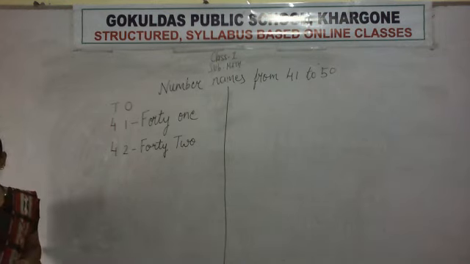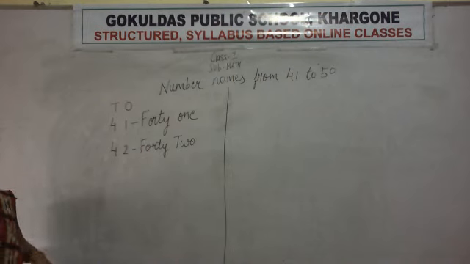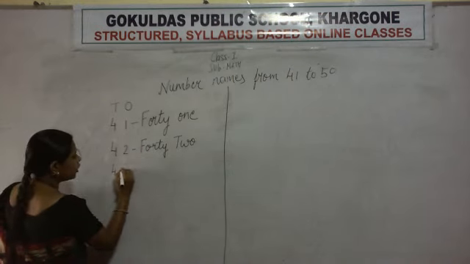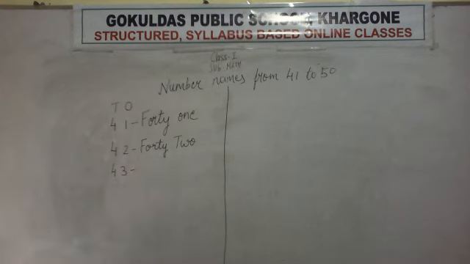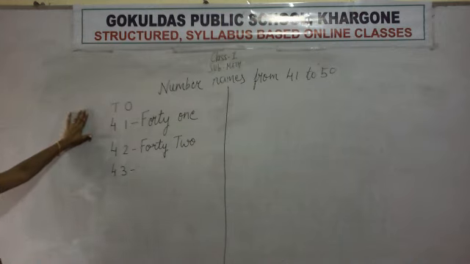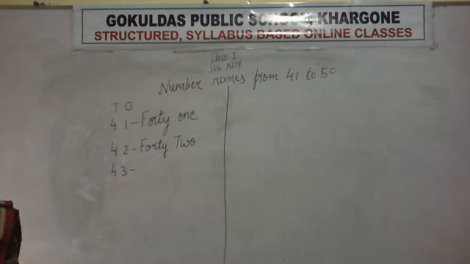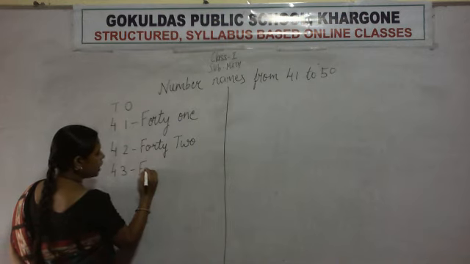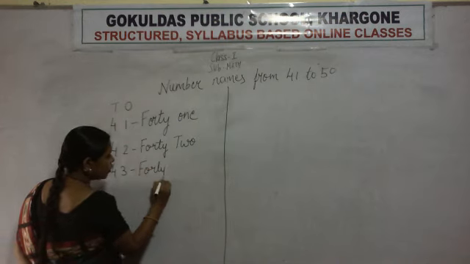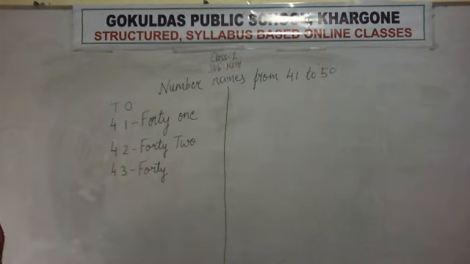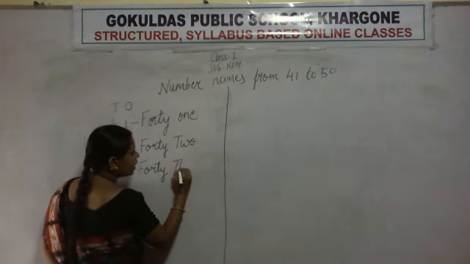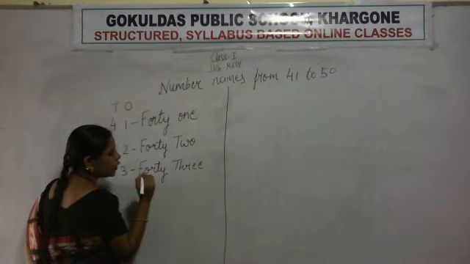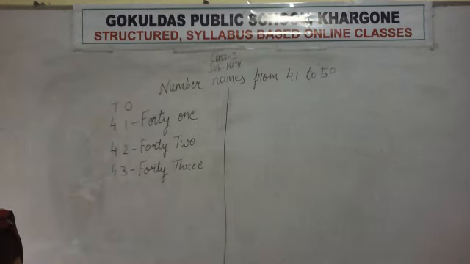Now which number will come after 42? After 42, 43. So what is the place value of 4 in 43? The place value of 4 here is tens, and the place value of 3 is ones. So it will become 43. Okay. Now write the spelling of 43. What is the spelling of 40? Repeat. F-O-R-T-Y 40. And what is the spelling of 3? T-H-R-E-E 3. 43. Right.